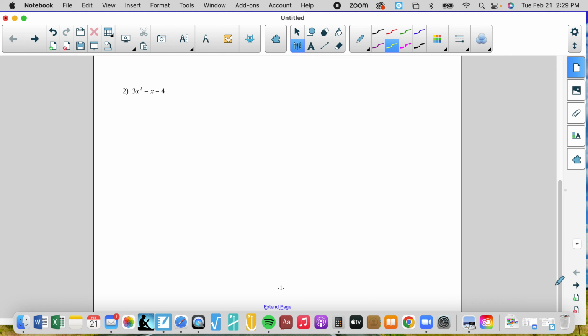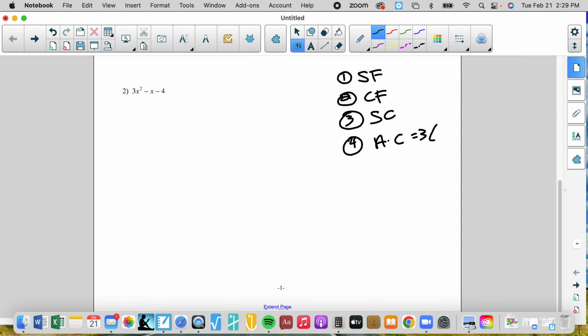All right, next problem. Standard form, I keep saying scientific, sorry. Is there a common factor? No. Is it a special case? Third is a perfect square, but my first is not a perfect square. So I have to go to A times C. A is 3, C is negative 4, gives me negative 12. Factors of negative 12 are 1 and 12, 2 and 6, 3 and 4.